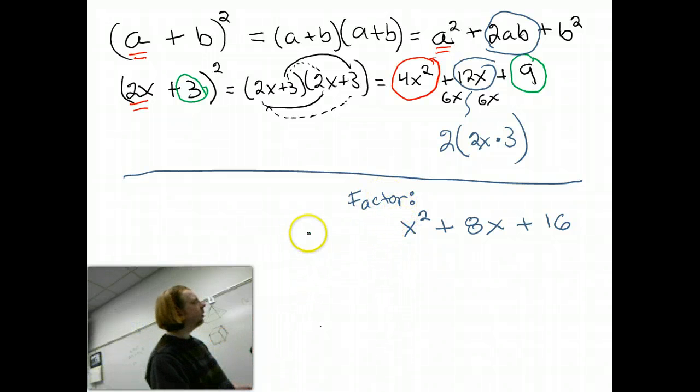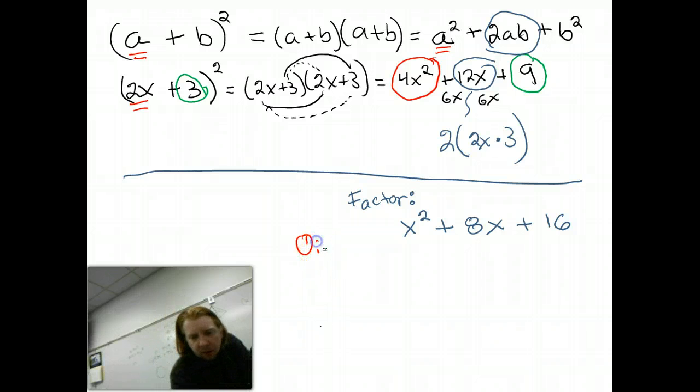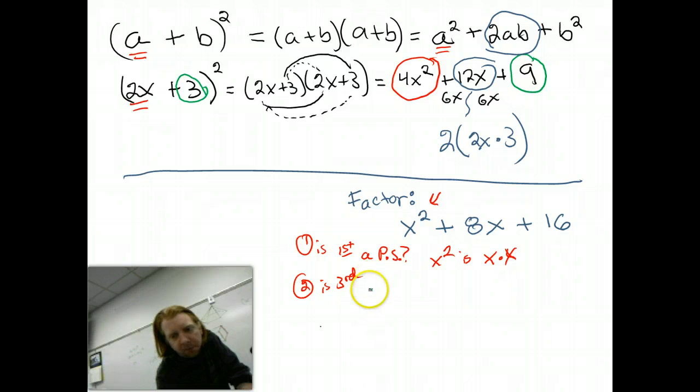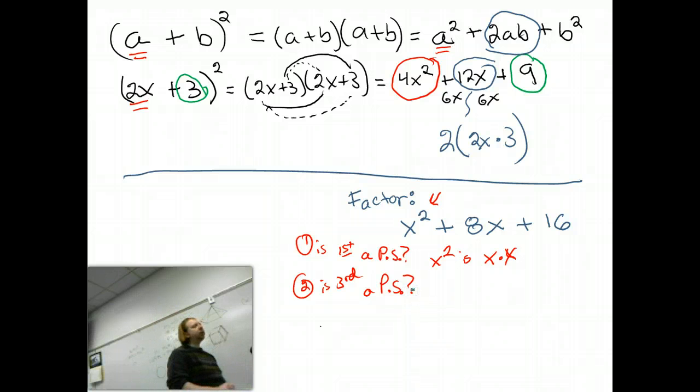Question 1. Is the first term a perfect square? So is x squared a perfect square? Yeah. x squared is a perfect square. Question 2. Is the third term a perfect square? Are there two numbers I can multiply together to get 16? Yeah, 4 and 4.